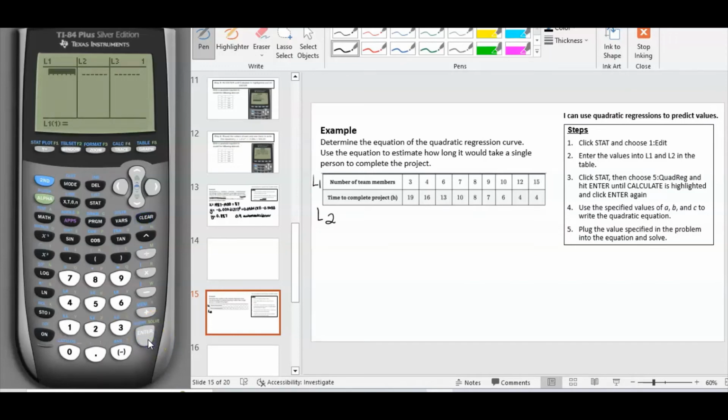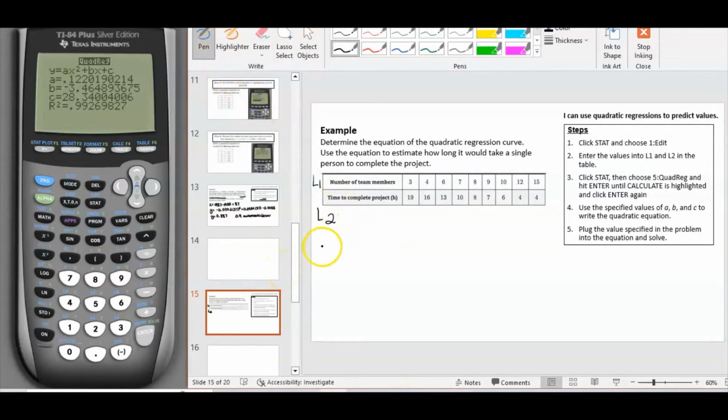I'm going to pause the video so that you can type in these values to L1 and L2. All right, now we have our data all entered into our table. We're going to click Stat, arrow to Calc, go down to quadratic regression, hit enter, and then keep hitting enter until Calculate is highlighted, then click enter again. It gives us the values we need to write our equation. So we have y equals 0.122x squared, and then B is negative 3.4649x, and then we have 28.34 for C, so plus 28.34. That is our equation.